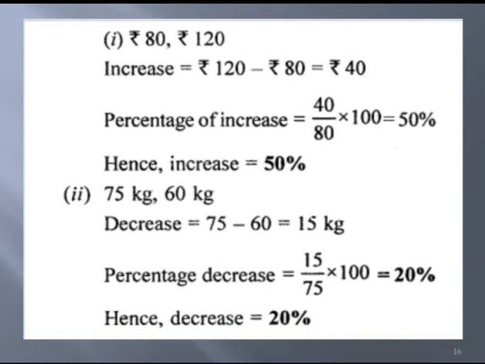In the same way, the next example, for percentage decrease, we have 75 kg and 60 kg. Now find out the decrease first. What is the decrease here? Old value minus new value, which is equal to 75 minus 60, which is equal to 15 kg. Now the percentage decrease is 15 upon 75 multiplied by 100. It would be 20%.